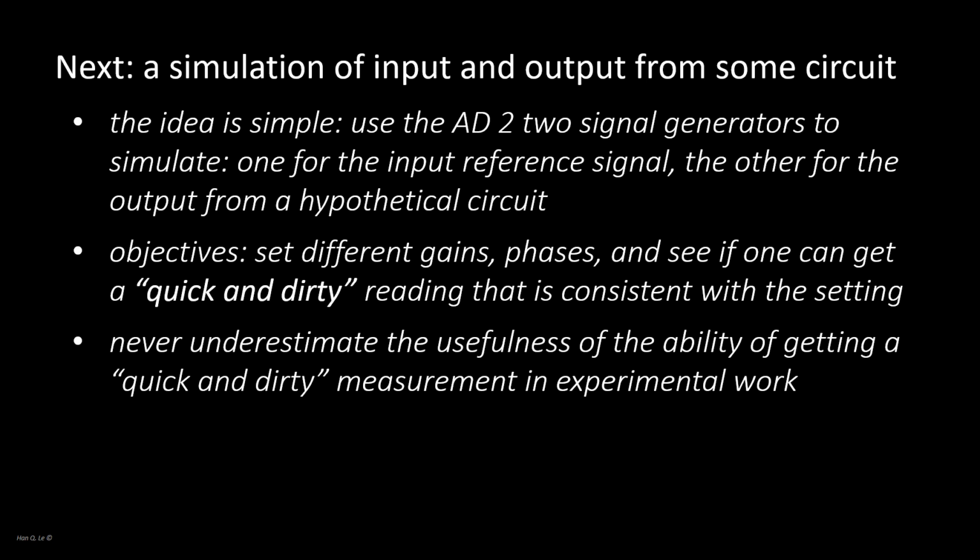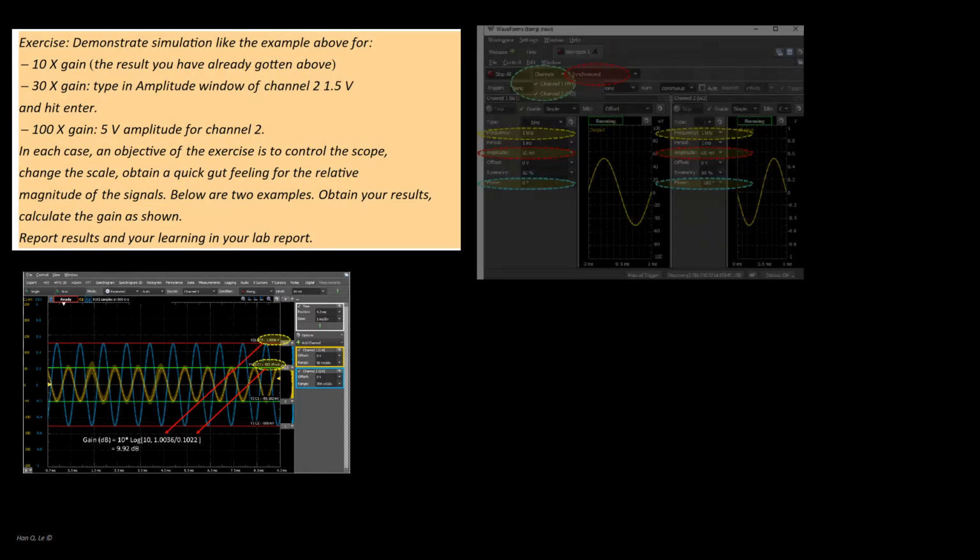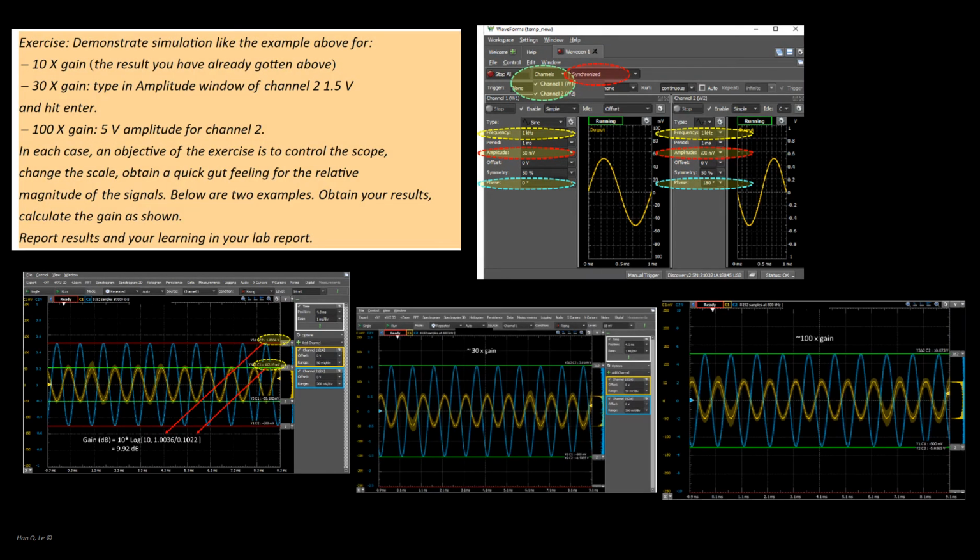While doing this innocuous exercise, an alert student realized something was wrong when the student did a sanity check on the phase measurement. This led to the discovery of a bug in this AD2 function. This is an illustration of a step of the exercise.